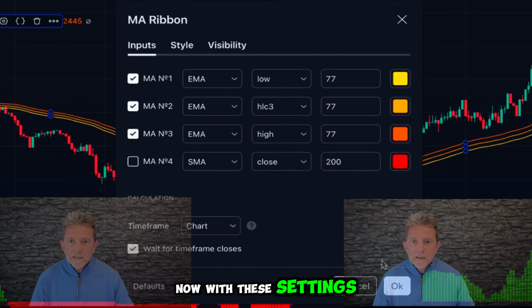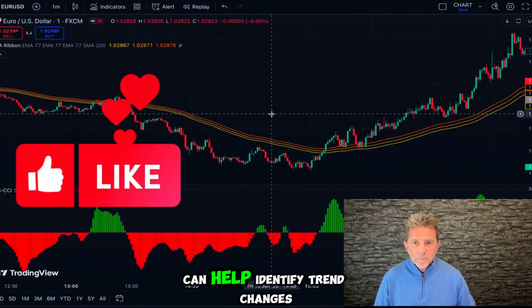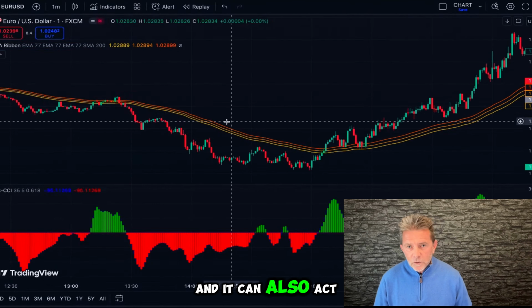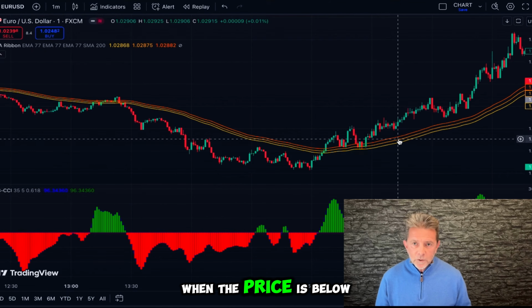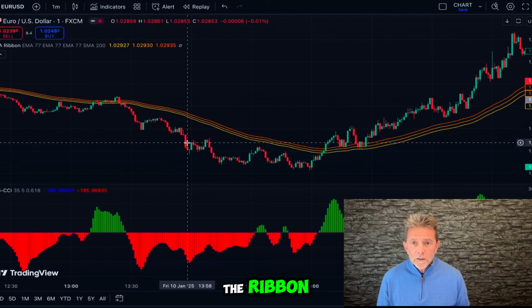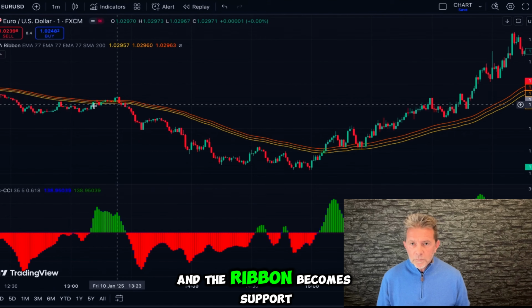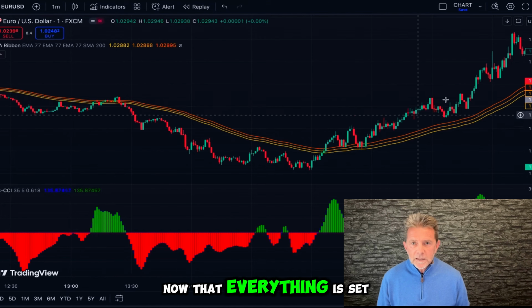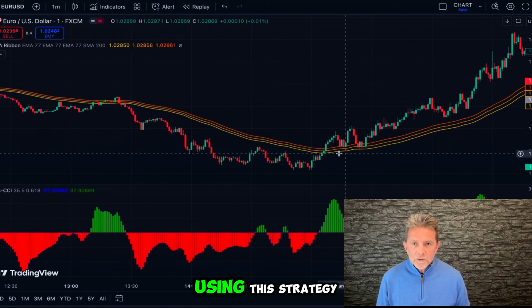Now, with these settings, we've created a ribbon that can help identify trend changes, and it can also act as support or resistance. When the price is below the ribbon, the market is trending down, and the ribbon acts as resistance. When the price is above the ribbon, the market is trending up, and the ribbon becomes support. Now that everything is set up, let's see how to trade using this strategy.